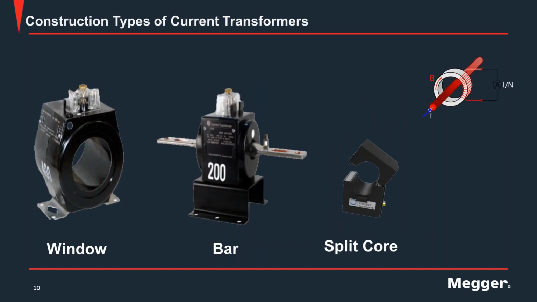Some constructions of the CTs, as you can see here, are the window type, the bar type, split core, and the Rogowski coil.